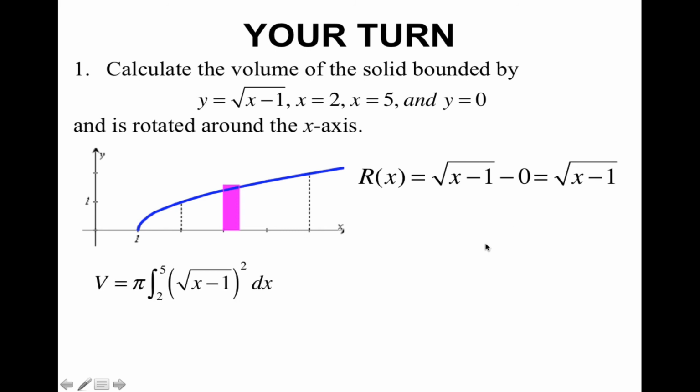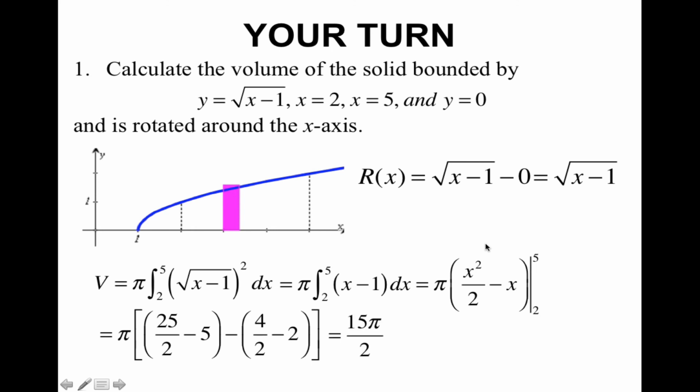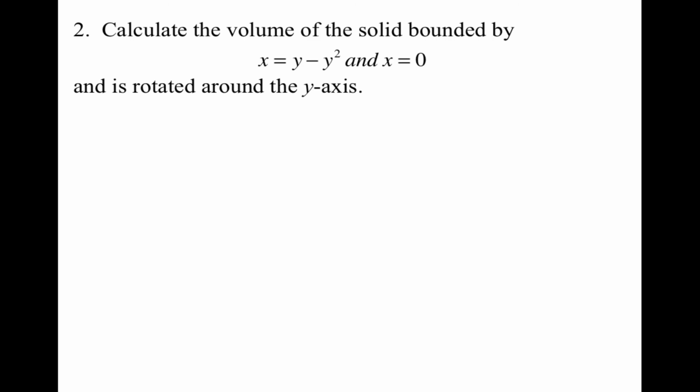So I'm going to go ahead and set up my integral, simplify it a little bit, integrate, and evaluate to get 15 pi over 2. All right, let's see how we did on the second one. Calculate the volume of the solid bounded by x equals y minus y squared and x equals 0. And this time it's rotated around the y-axis.